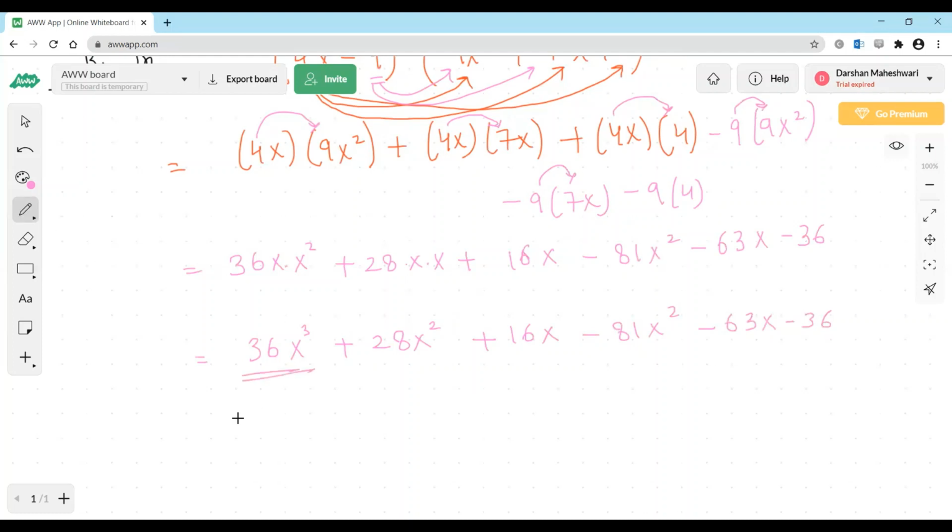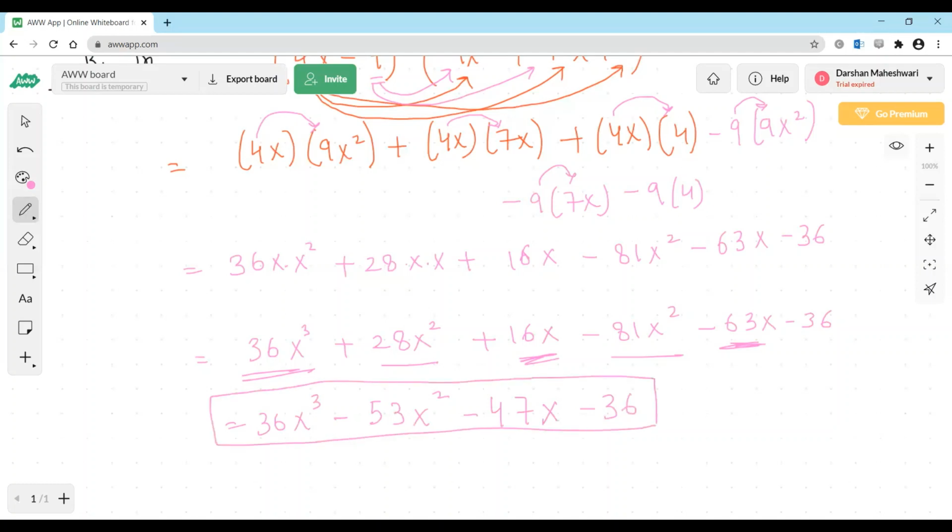Okay, so this will remain as it is. There is no other cubic term here. We have two square terms over here. So these are like terms. We can subtract it. So 28 minus 81 is minus 53 and x² is as it is. Then again, we have 16x and minus 63x as like terms. So 16 minus 63 is minus 47 and x, and then we have minus 36. So this will be the final answer.